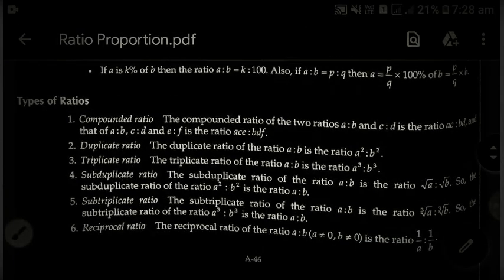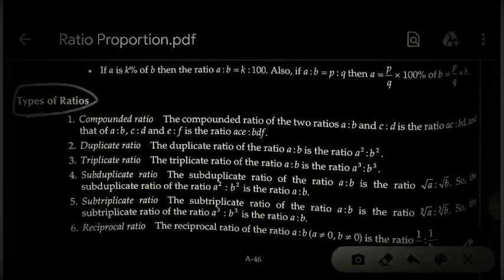Now, the types of ratios here. What are the types of ratio? One is compounded ratio, another is duplicate ratio, then triplicate ratio, subduplicate, subtriplicate, and reciprocal. So this kind of thing they are talking about. I will talk about them one by one.